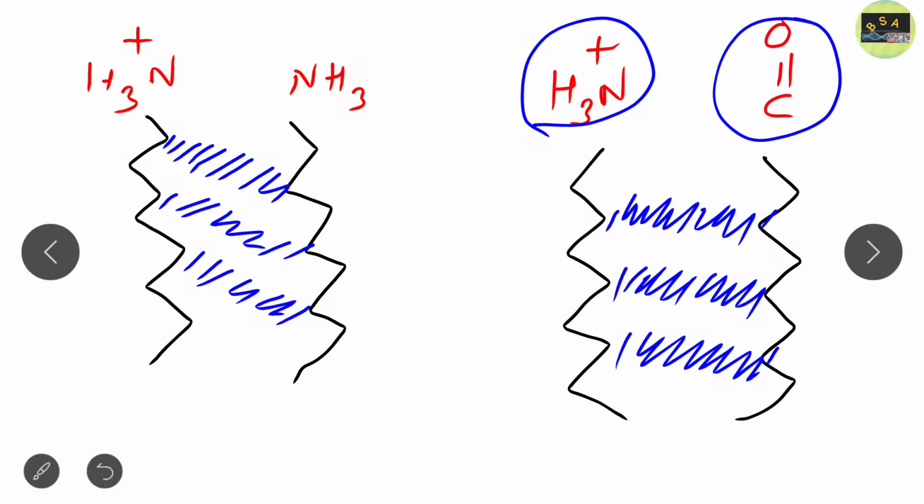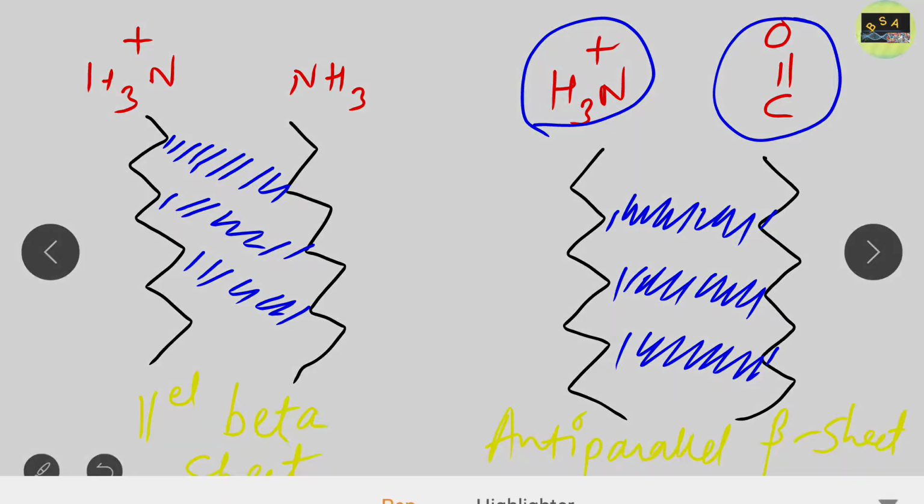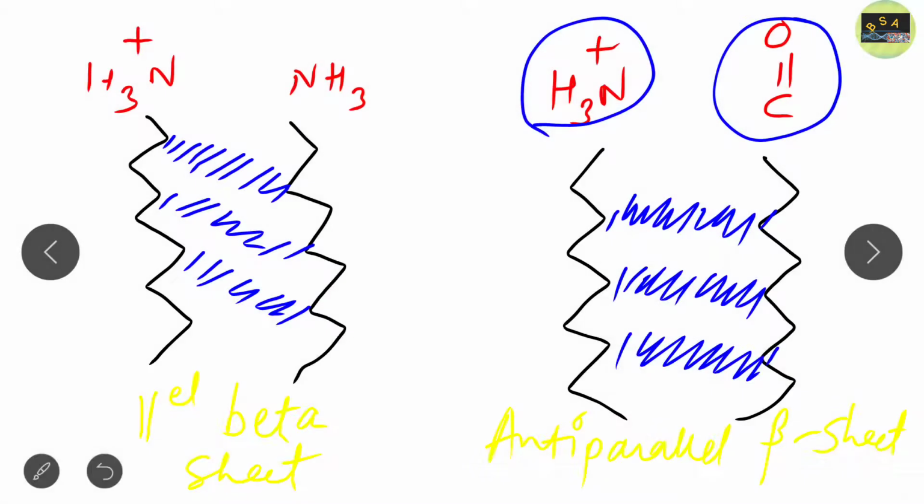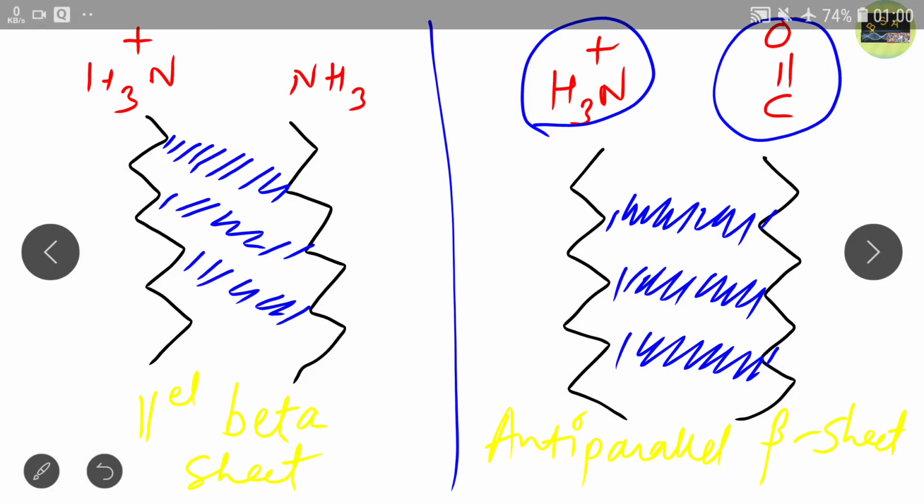So I write down here, this is the parallel beta sheet, and this is the anti-parallel beta sheet. Clear? So this is the basic difference between the parallel beta sheet and the anti-parallel beta sheet.